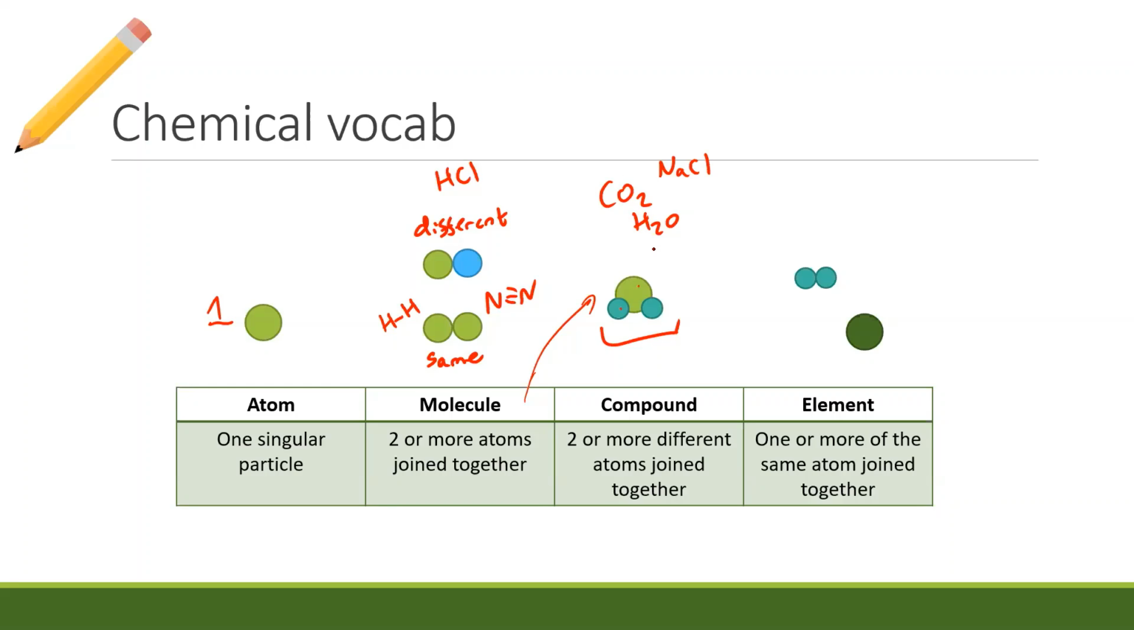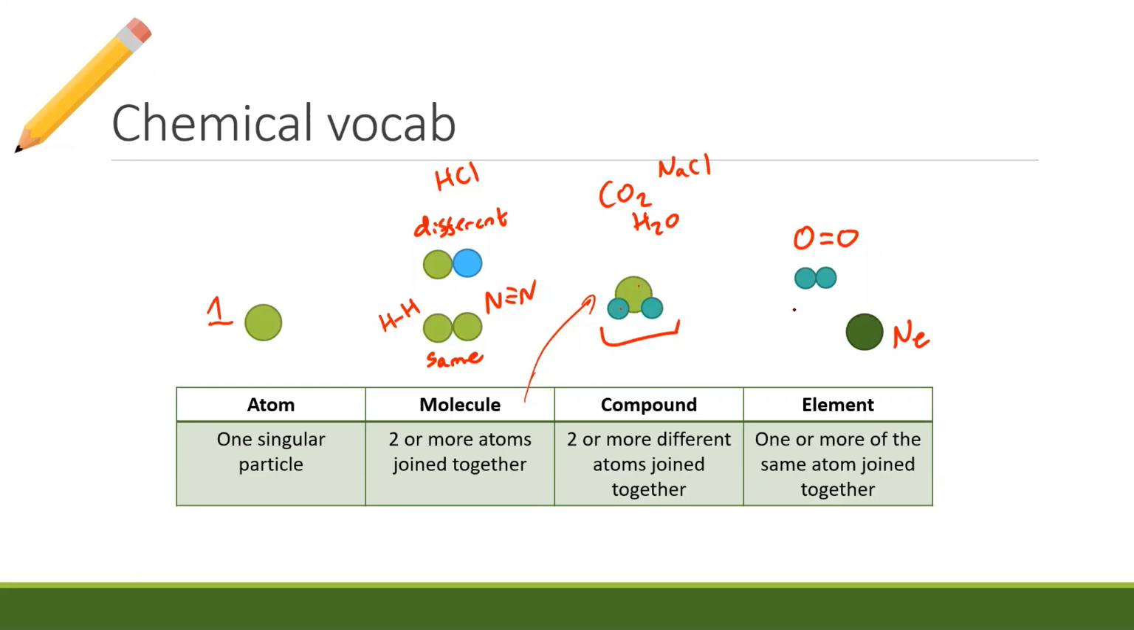So when I talk about an atom of an element of neon, that's just one neon atom, that's it. If I talked about an element of oxygen, that's got two oxygens joined together, but it's just oxygen atoms. There's nothing else in there. It's only oxygen atoms. That means it's an element. So we're going to use these words a lot.